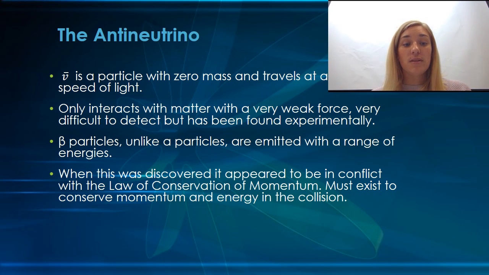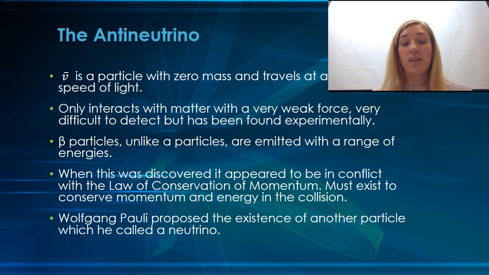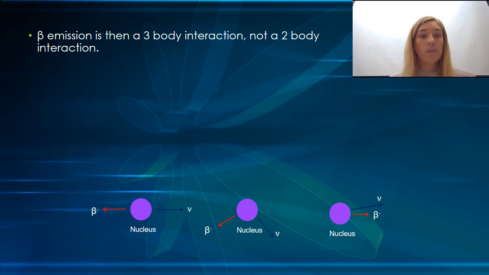Now, beta particles, unlike alpha particles, when they're ejected, they have a range of energies. So when the electron's emitted, it can have a range of different energy levels, and therefore a range of corresponding velocities that it might be ejected with.